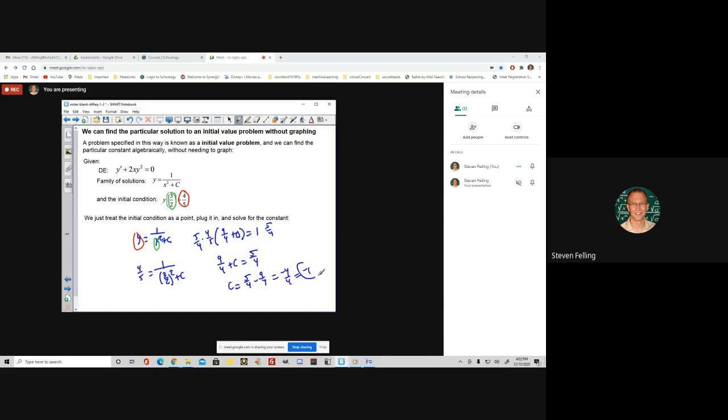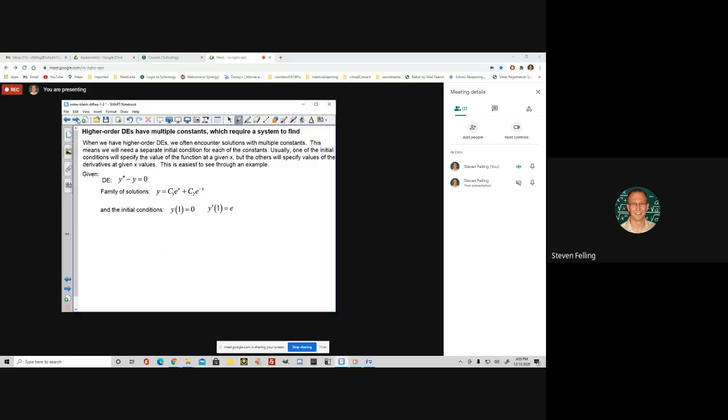So that's how we would typically solve for the c. We would not graph it and then see which one literally goes through the initial condition point, but we would use the initial condition as an xy pair to plug in and then find the constant. Okay.